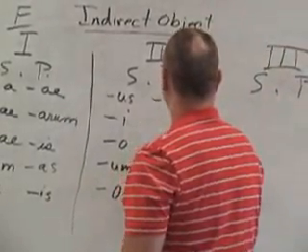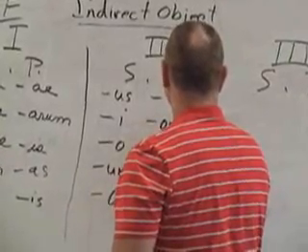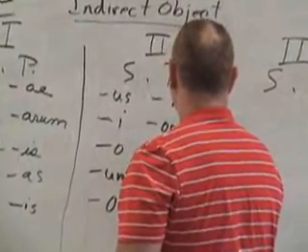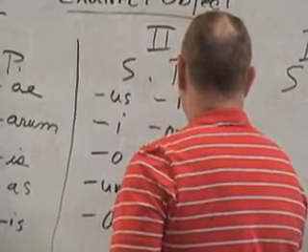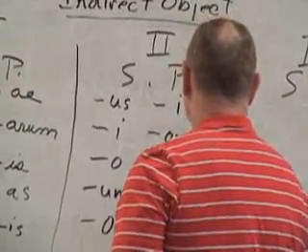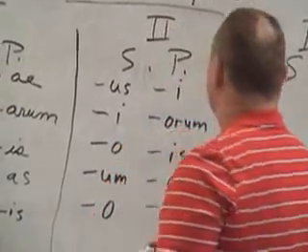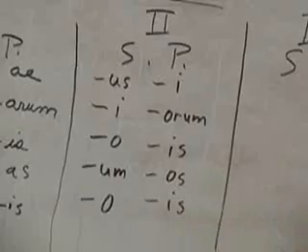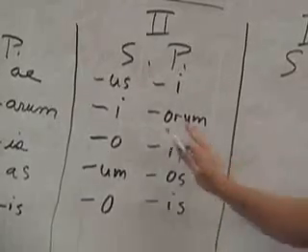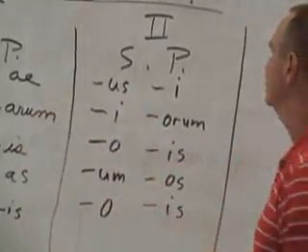Then plural, I for the nominative plural, ORUM, genitive plural, IS, same as the first declension for dative plural, OS, accusative plural, and IS for ablative plural. And there you are. Again, the dative and ablative plural are exactly the same ending. These are the sets of 10, the decades here.